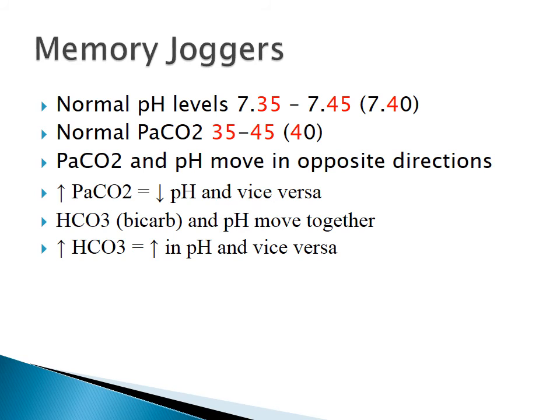Another memory jogger is that the PCO2 and the pH move in opposite directions. So usually as you see the PCO2 go up, the pH will go down, and if the pH goes up, the PCO2 will go down. Bicarb, on the other hand, moves the same direction as pH. So if the bicarb goes up, the pH goes up. If the bicarb goes down, the pH goes down. So these are some things to just keep in your memory. It helps you to be able to make some decisions when you're looking at blood gases.